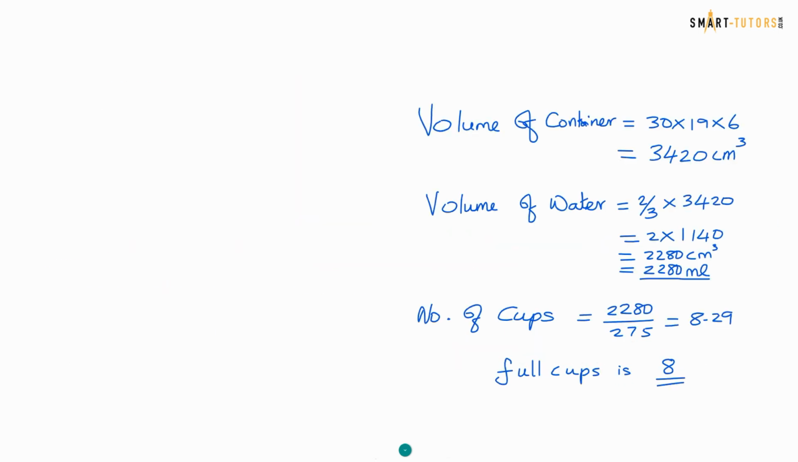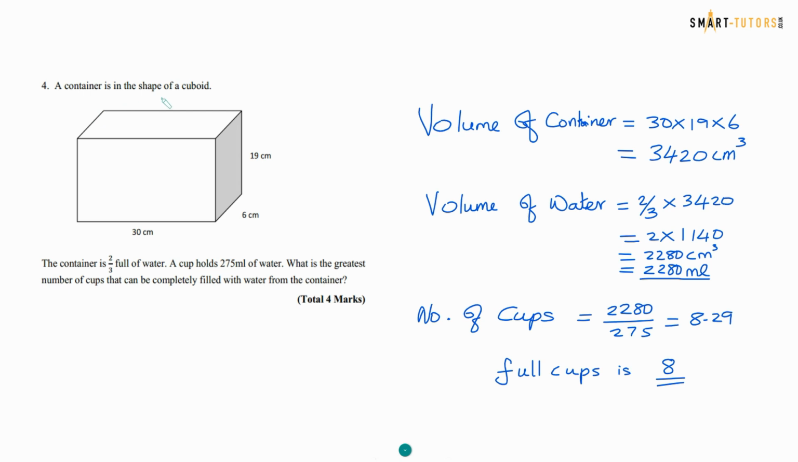Question number 4. A container is in the shape of a cuboid. The container is 2/3 full of water. A cup holds 275 milliliters of water. What is the greatest number of cups that can be completely filled with the water from the container? So volume of the container is 30 times 19 times 6. Use the calculator to get the answer, 3420. That is the volume of the container.